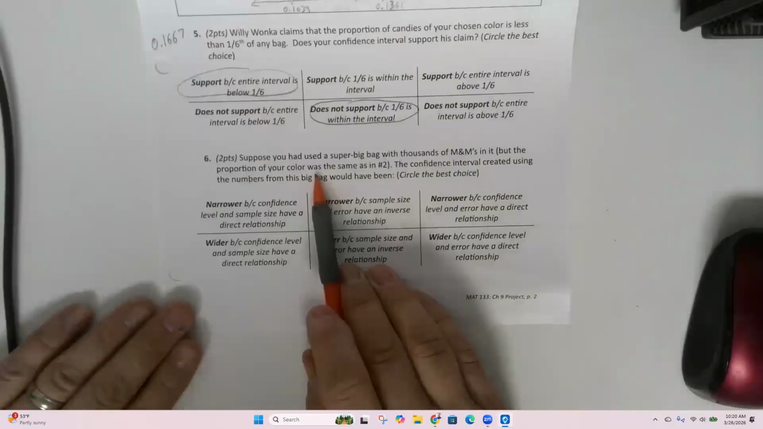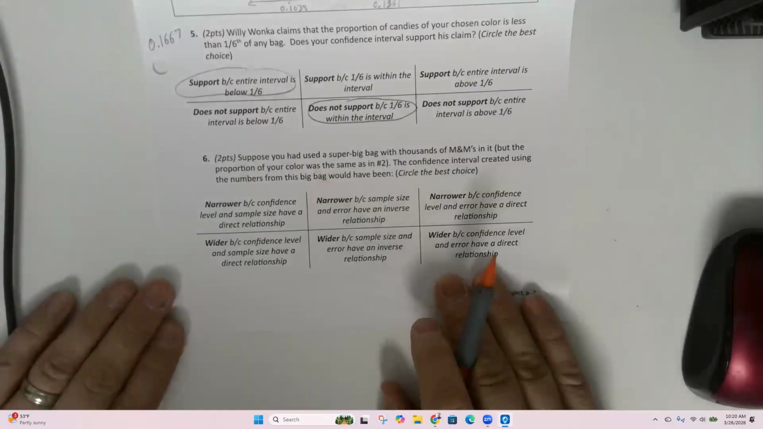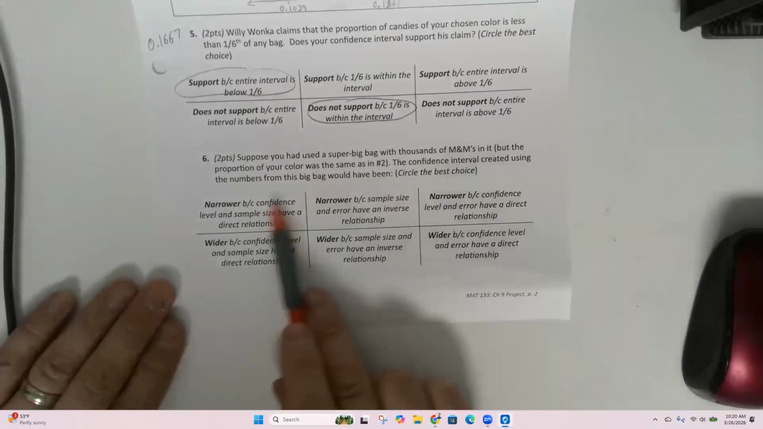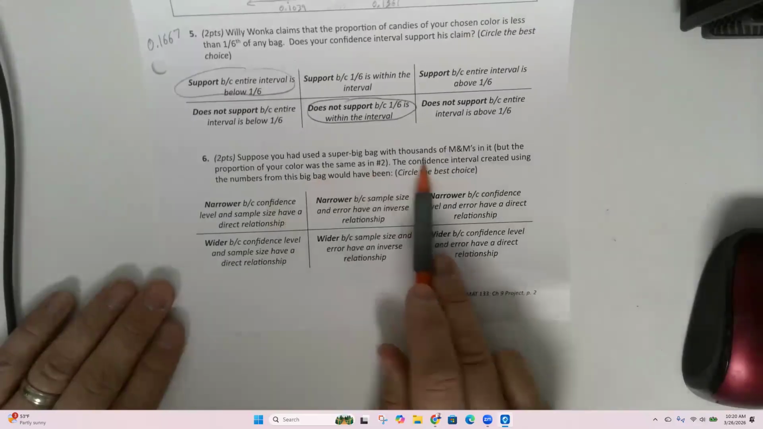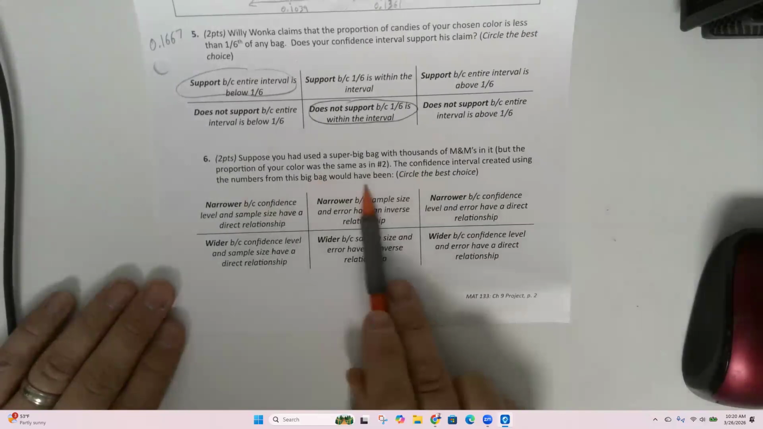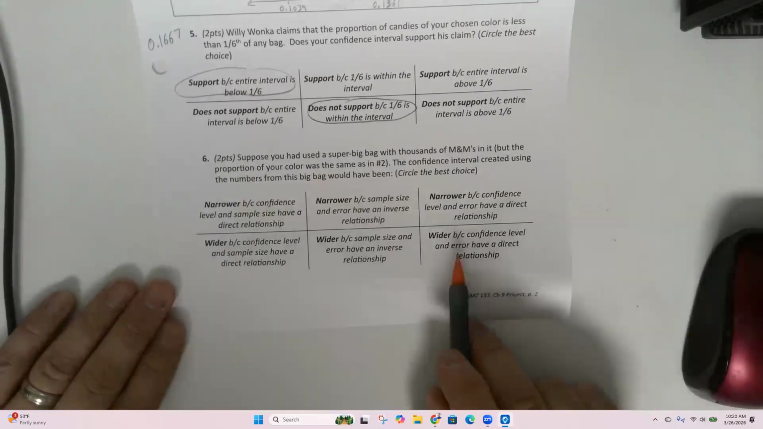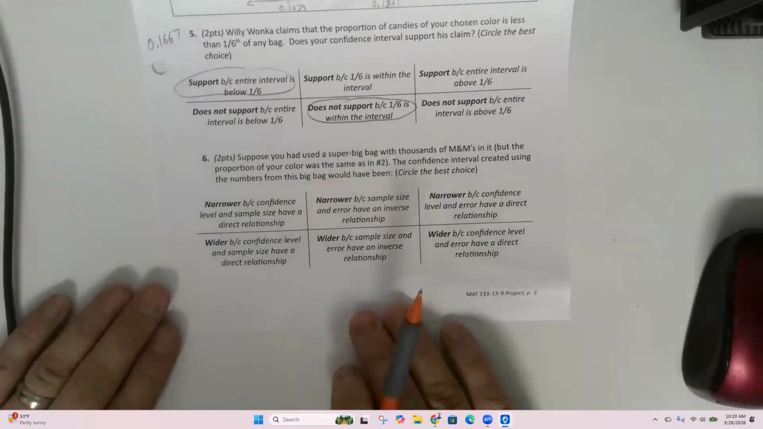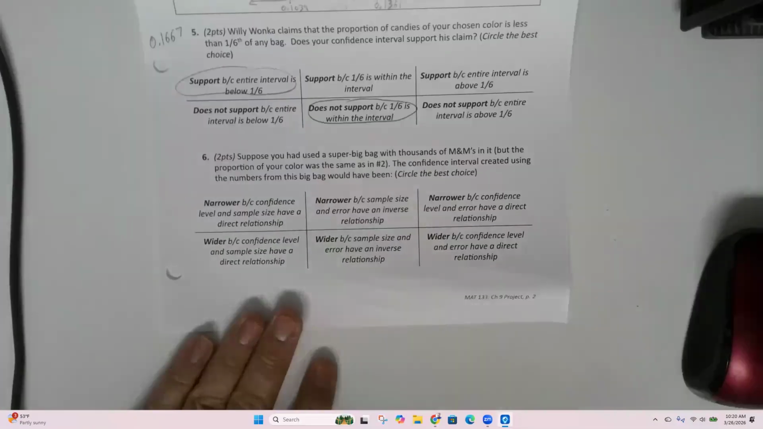Suppose that you had used a super giant bag with thousands of M&Ms in it, way more than what I had, but the proportion of your color was still the same. The confidence interval created using the numbers from this big bag would have been what? Narrower, wider? So we're going to be talking about narrower and wider confidence intervals all through chapter 9.